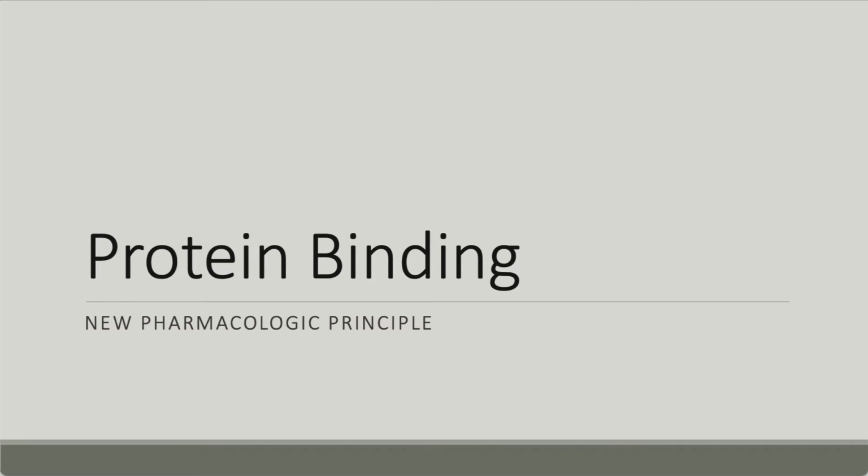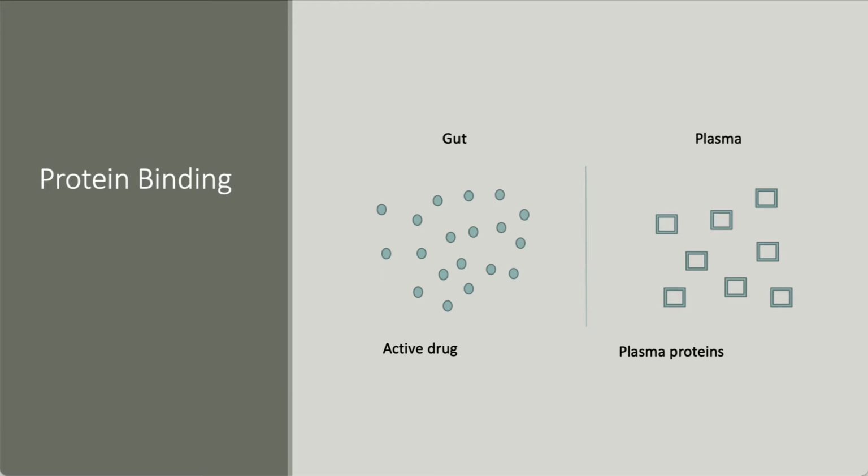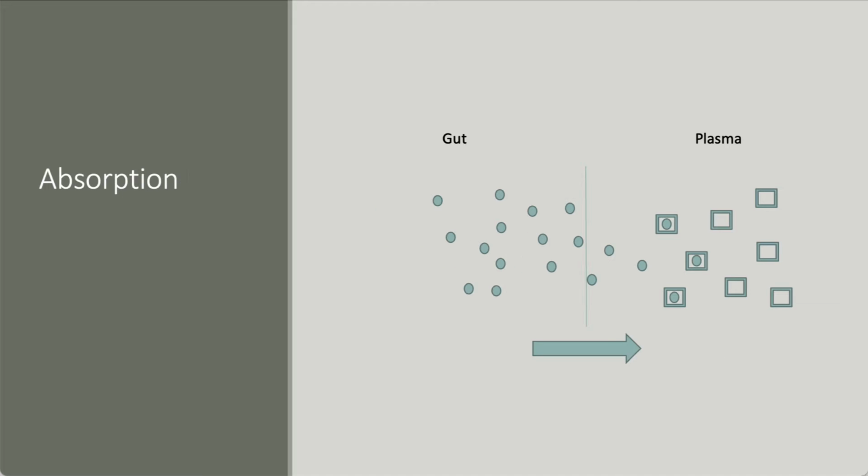All right? So follow along with me here. Here we have in the gut an active drug. So you swallow a pill and this drug is in your gut and it's going to go across this semi-permeable membrane and join the blood plasma. Okay? So you take the pill, it gets released in the gut. Now it starts to go across that semi-permeable membrane. And so now we have some drug running around inside the plasma.